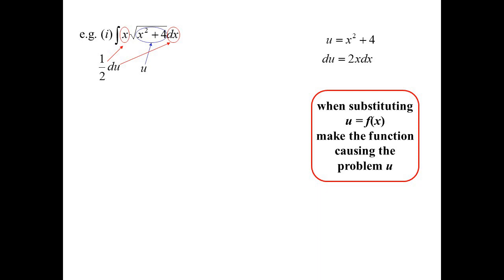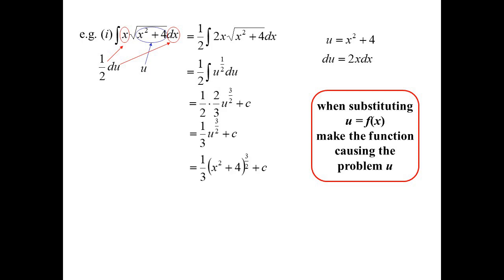So I've got half of du. I can turn it into a half of 2x root x squared plus 4, which becomes the integral of u to the power of a half. Add 1 to the power over the power. Substitute back in for the u. There's our answer. Of course, it's far quicker if you recognise the form of the integral. We talked about that yesterday. I see derivative times function to a power. I can simply go, okay, add 1 to the power over the power. If you spot that, it's going to be quicker.